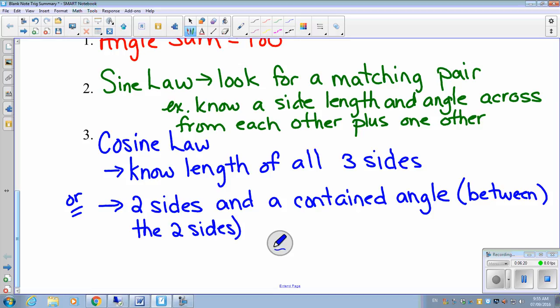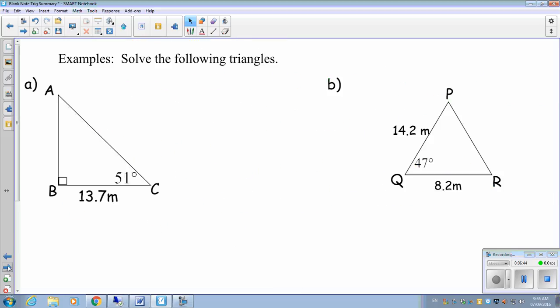So, right angle triangle: use SOHCAHTOA, Pythagorean theorem, angle sum. Not a right angle triangle: sine law, cosine law, angle sum. Sine law, you know to use when you have a pair, a length and an angle across from each other. Cosine law, all three sides, you know how long they are, or two sides and an angle in between. So we're going to do two quick examples, and then you've got some to do on your own.